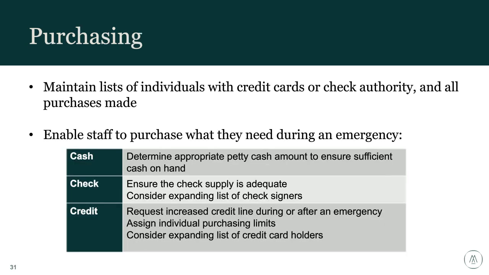Purchasing. This is a big one right now. We see a lot of conversations about emergency procurement and what is the best way to handle it. So if you have a purchasing card program, are the current limits and signing authorities appropriate?